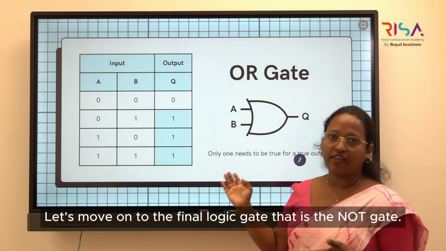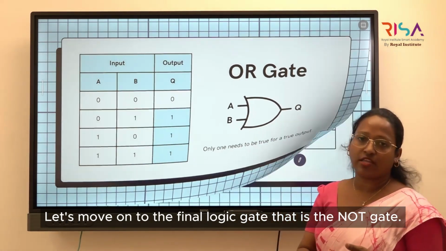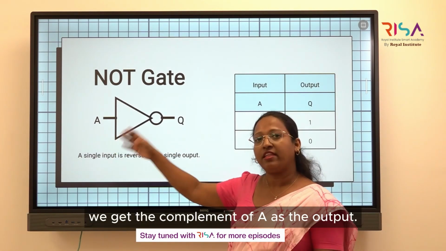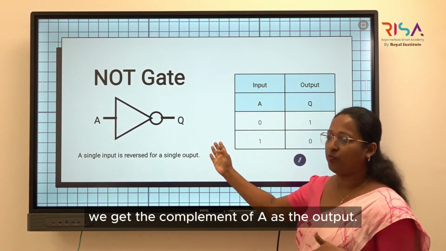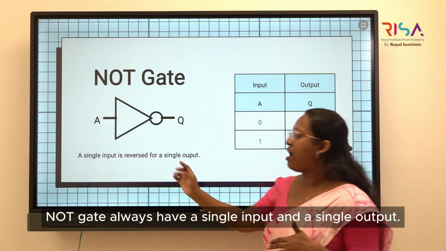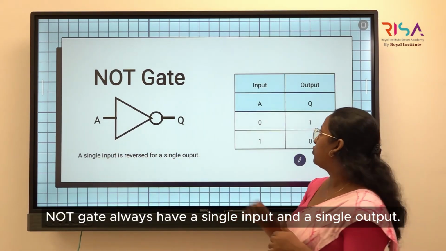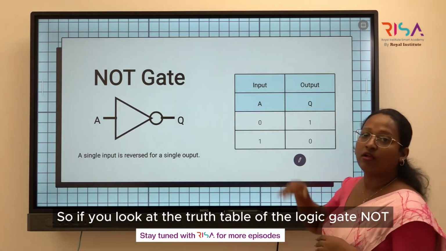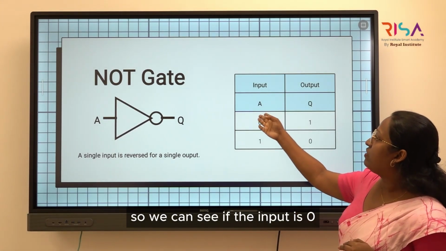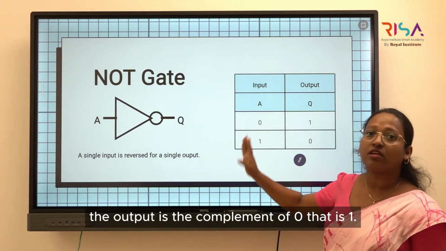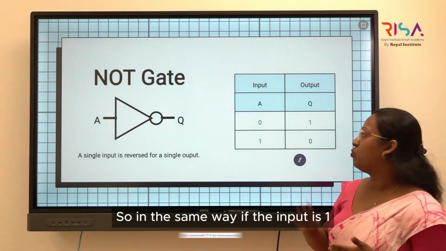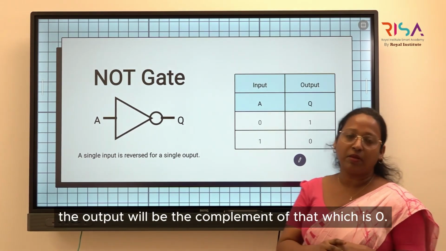Let's move on to the final logic gate, that is the NOT gate. In the NOT gate, when the input is A, we get the complement of A as the output, that is A bar or A dash. The NOT gate always has a single input and a single output. If you look at the truth table of the NOT gate, if the input is 0, the output is the complement of 0, that is 1. In the same way, if the input is 1, the output will be the complement of that, which is 0.